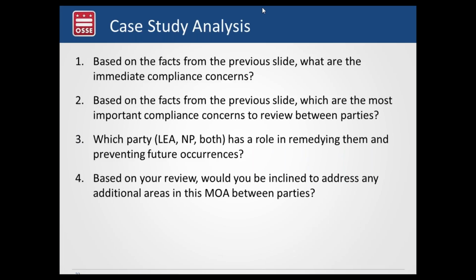Okay. So we have these 4 questions to guide our analysis. Continuing where we dropped off, based on the facts from the previous slides, what are the immediate compliance concerns? What are the most important compliance concerns to review for each party and both parties to review? And which party, in number 3, has a role in remedying these issues and ensuring that they don't reoccur in the future? And then finally, number 4, based on your review, would you be inclined to address any additional areas in this MOA between the parties?